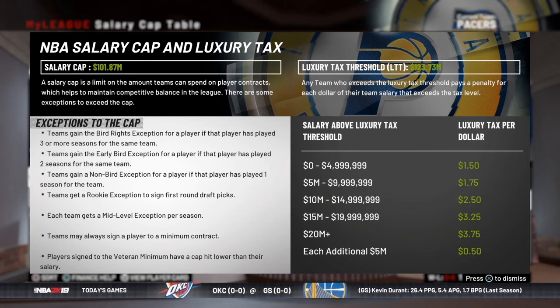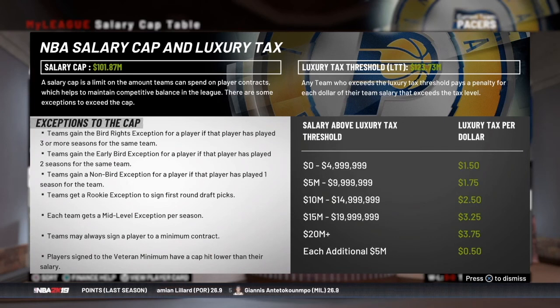The other thing is that you still have the luxury tax threshold to worry about, and if your total payroll exceeds the luxury tax threshold, then you have to pay luxury tax, which in a MyLeague really doesn't matter because they don't really look at profitability there. But in a MyGM, it's a balance sheet item, which means that they calculate the luxury tax, and that could affect how you're doing in your MyGM files.